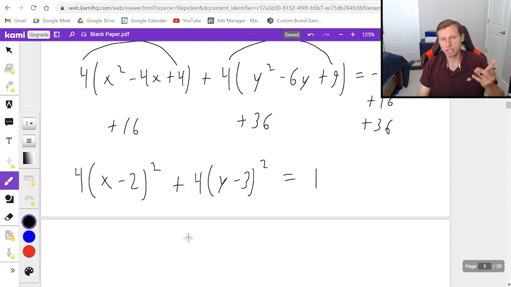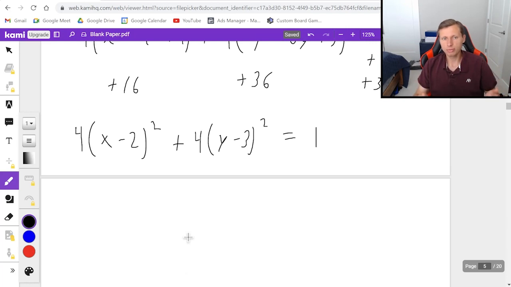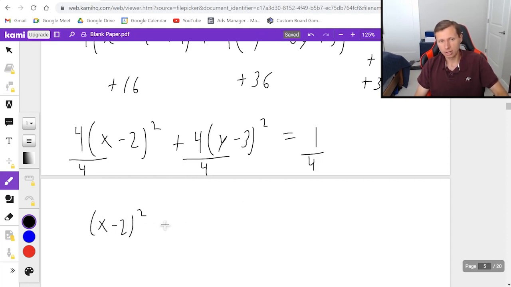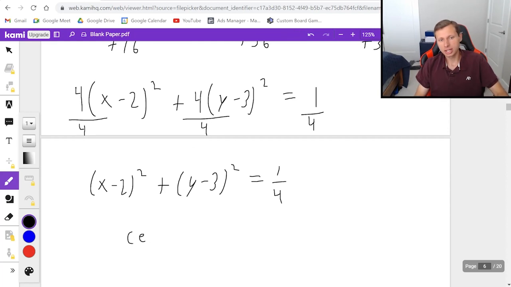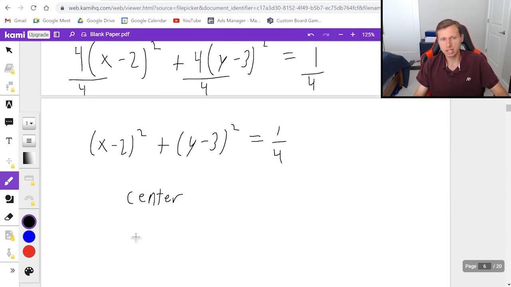Now here's something we did not do for the last problem. Now we have to deal with these 4's. In order to deal with the 4's, you just need to divide both sides, well, really everything, by 4. And so now you have x minus 2 squared plus y minus 3 squared equals 1/4. And you need to do that in order to continue solving. So we know what the center is. The center is going to be the easy part. It's positive 2 and positive 3 because of the opposite rule with the h and the k.